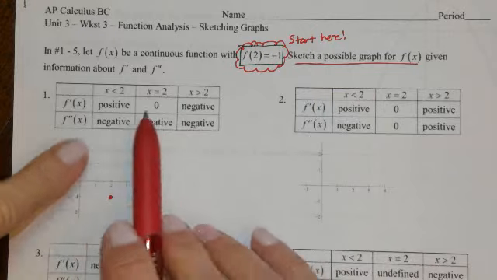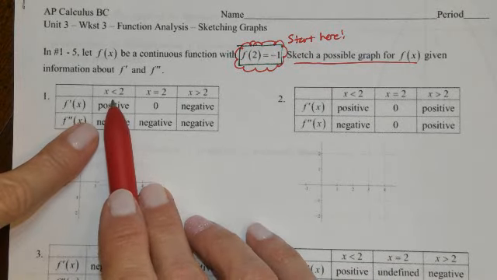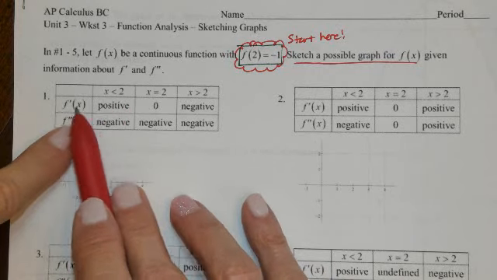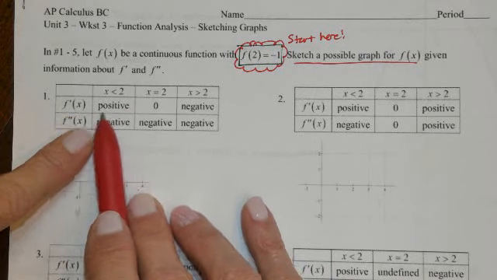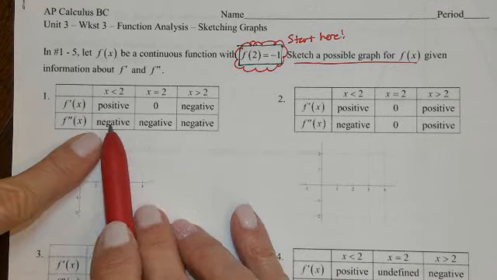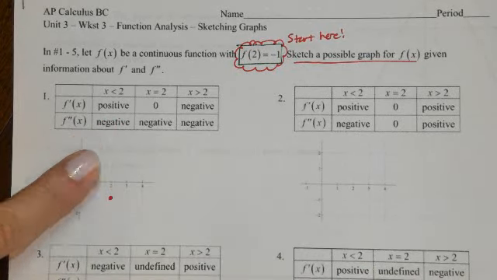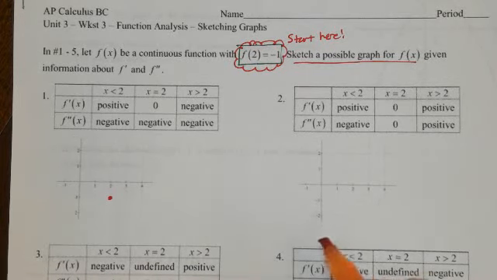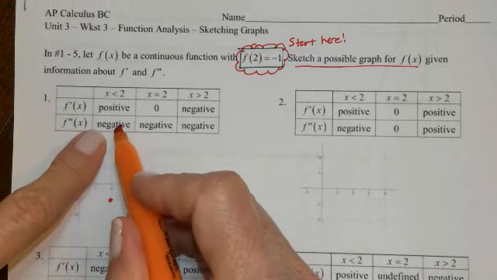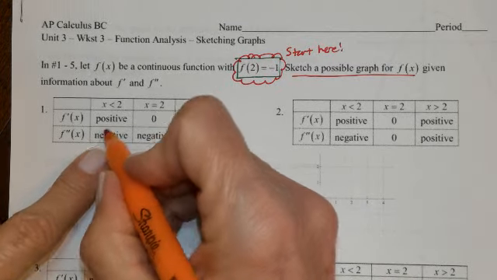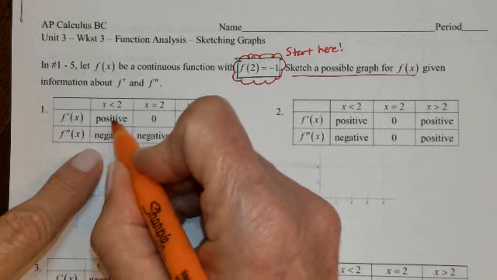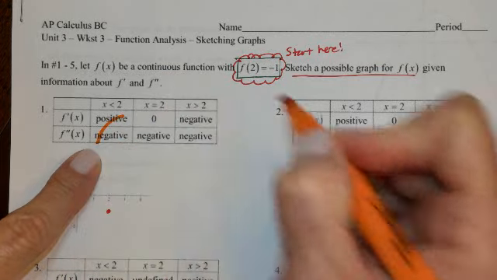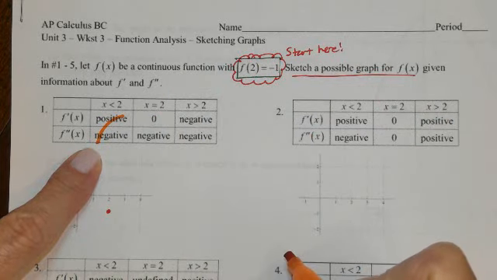All right. So here in this number 1, they tell us that for x less than 2, f prime is positive, but f double prime is negative. So I'm going to combine those. I'm going to get a little highlighter up here. Where's my highlighter? There it is. So for f prime to be positive and f double prime to be negative, I know the slope is positive, but the concavity is negative, so the shape has to be something like that for that piece. Okay?